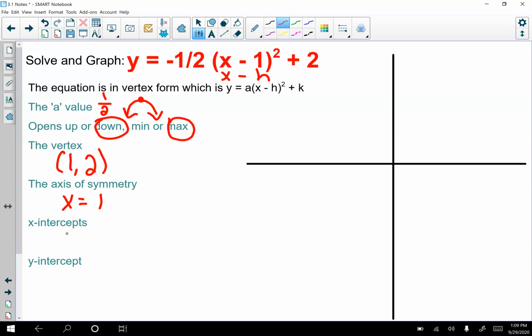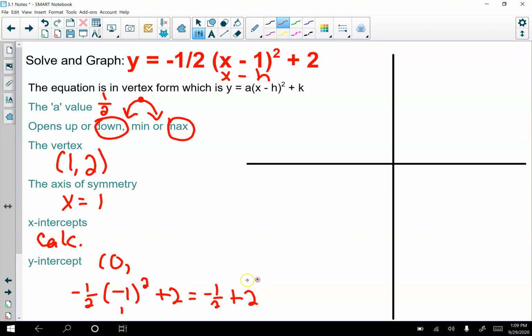The x-intercepts, we are going to use our calculator again. And the y-intercept is going to be a little bit harder to find on this one because if x is 0, that's going to be negative 1/2 times, if x is 0, that's going to be negative 1 squared plus 2. And negative 1 squared is just negative 1 times negative 1, which is 1. So it's going to be negative 1/2 plus 2, which ends up to be 1.5.